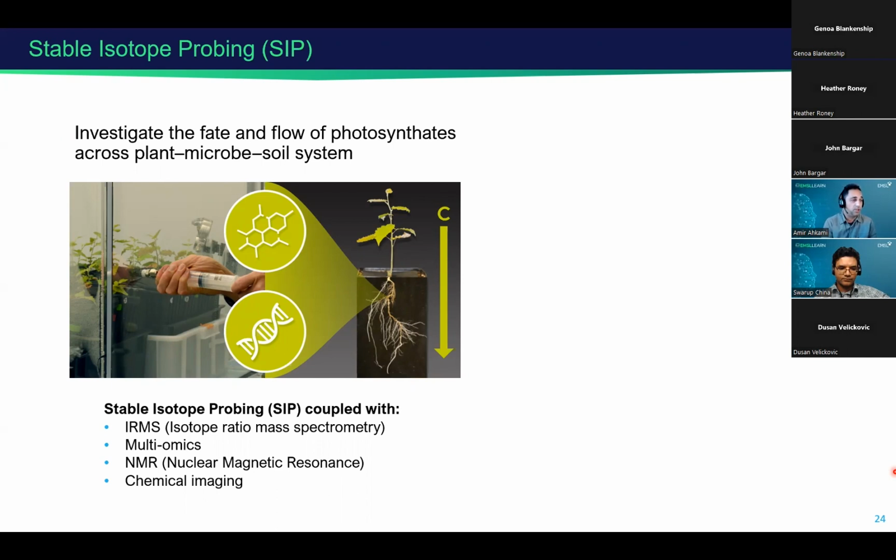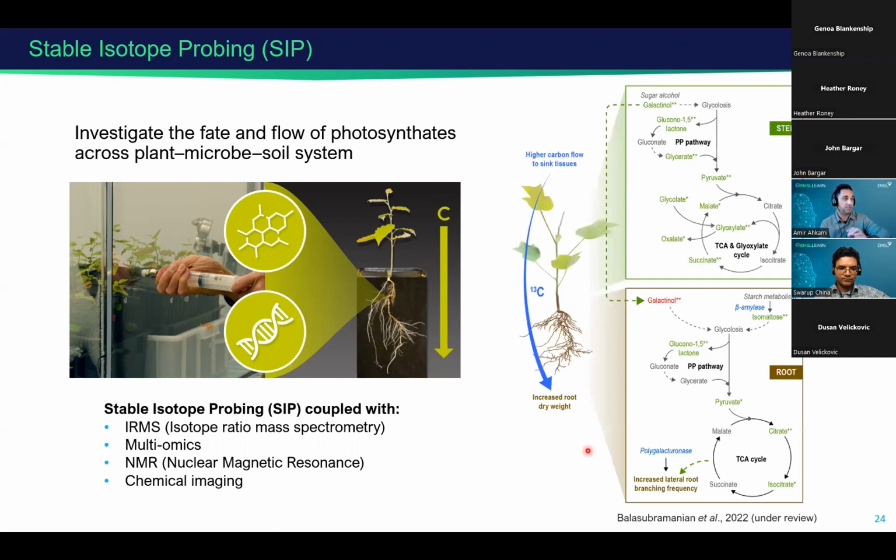Just to highlight one example of how we used SIP technology very recently, we studied source-sink carbon allocation processes in Poplar, and we were able to employ the SIP approach to monitor carbon transfer to root tissue under a given condition. Then using metabolomics, we identified specific metabolites like sugar alcohols or TCA cycle compounds that could be linked to the higher carbon demands in the root system.